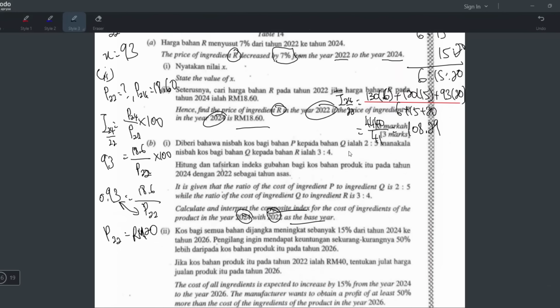So I'll just write composite index, cost of ingredients. The cost of all ingredients decrease or increase. So if your answer is more than 100, that means increase, right? So increase sebanyak berapa peratus? 8.29 peratus. So the cost of all ingredients increase 8.29%. Yeah, I think this is good enough. Okay, that's all. So let's go.